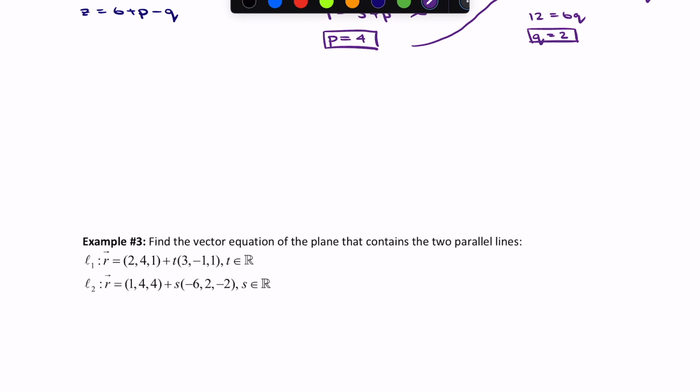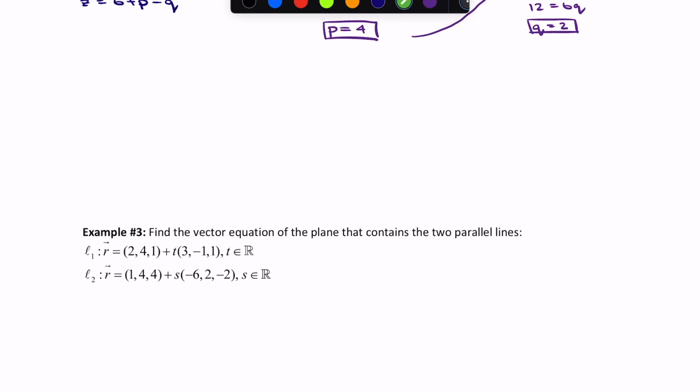And here, if we verify the z equation, we have -3 is equal to 6 plus p, which is 4, minus q, which is 2. So -3 does not equal 8. So what we can imply here is that the point 4, 5, and -3 does not lie in the plane.